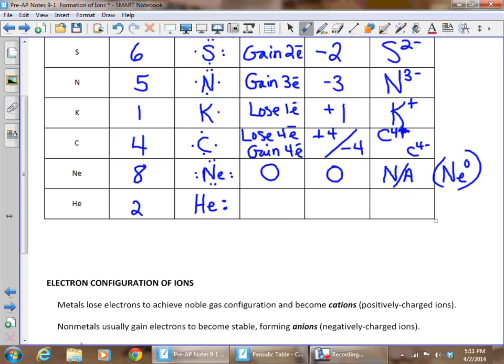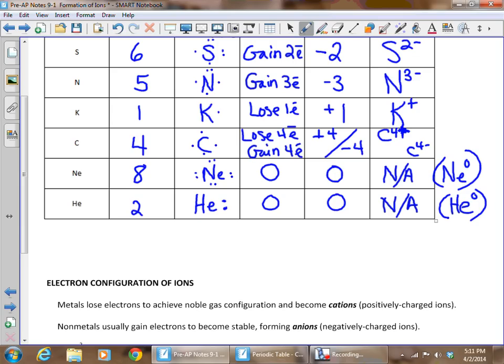So helium, is it going to gain or lose electrons? It looks like it would lose 2, but remember, it's a noble gas. Is it going to do anything? No. It's going to have 0 for its gain or loss of electrons, 0 for a charge. Again, not applicable as far as ion symbol, but if you put He0, that would be acceptable.